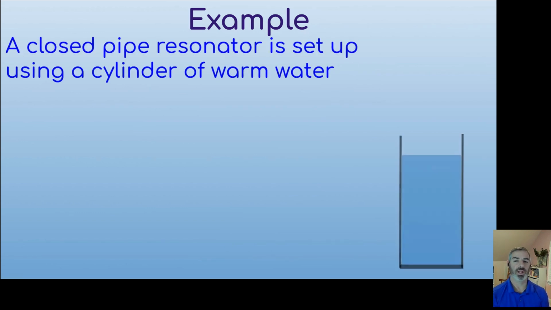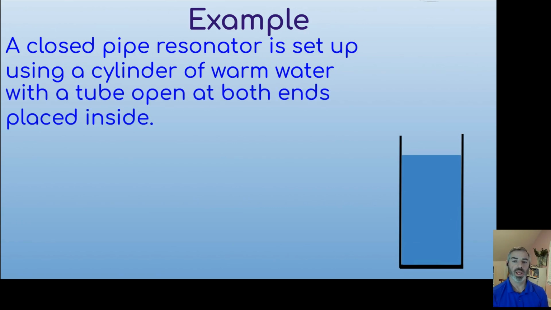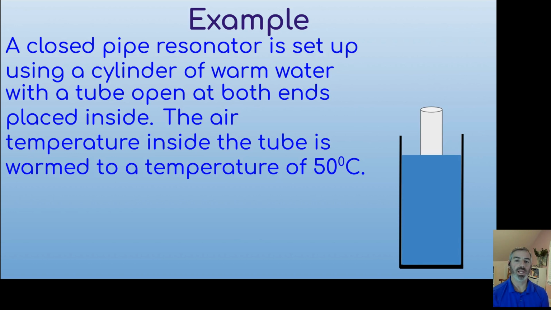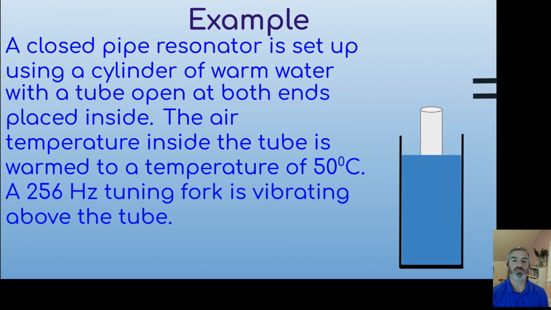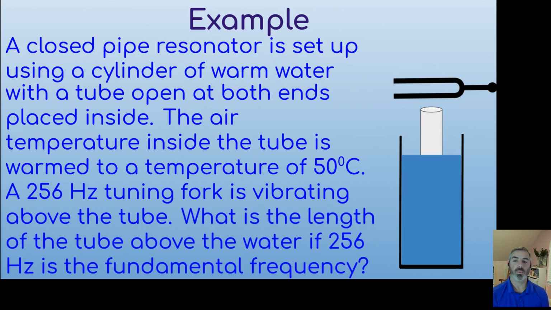So we have a closed pipe resonator set up using a cylinder of warm water, which would warm the air inside, and a tube that is open at both ends placed inside. It's allowed to fill with water at the one end, so the water cuts it off and closes off the pipe. Now the air temperature inside the tube is warmed to 50 degrees Celsius from the warm water, and a tuning fork of 256 hertz is vibrating above the tube. We want to know what length of the tube above the water has to be if this is going to be the fundamental frequency, 256.